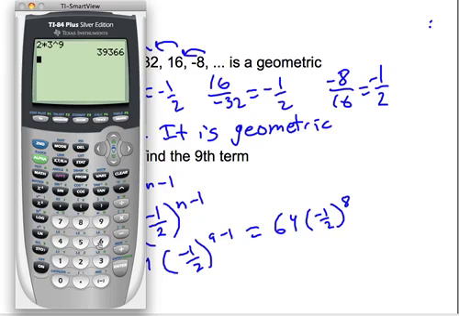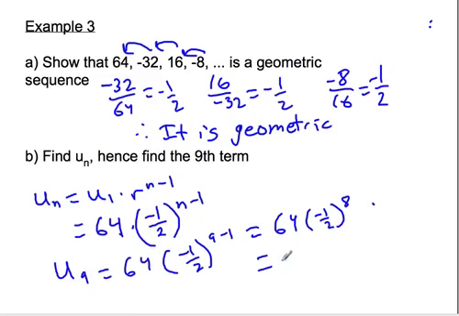So let's do 64 times, and let's put in negative half to the power of 8, and we get 0.25. So 0.25 is the 9th term in the sequence.